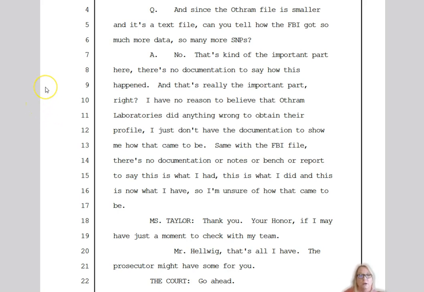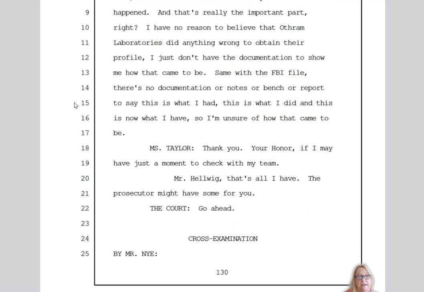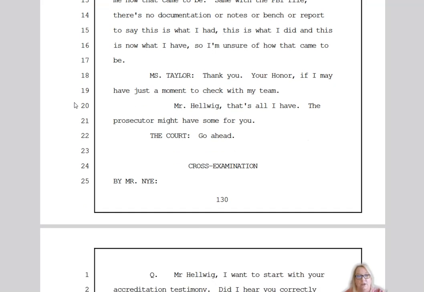He says, no, that's kind of the important part here. There's no documentation to say how this happened. And that's really the important part, right? I have no reason to believe that Othram Laboratories did anything wrong to obtain their profile. I just don't have the documentation to show how that came to be. Same with the FBI file. There's no documentation or notes or bench report to say this is what I had, this is what I did, and this is what I now have. So I'm unsure of how that came to be. So she says, thank you, that's all I have.